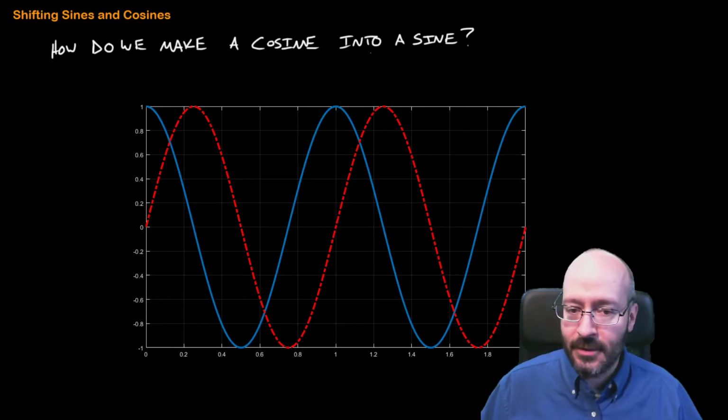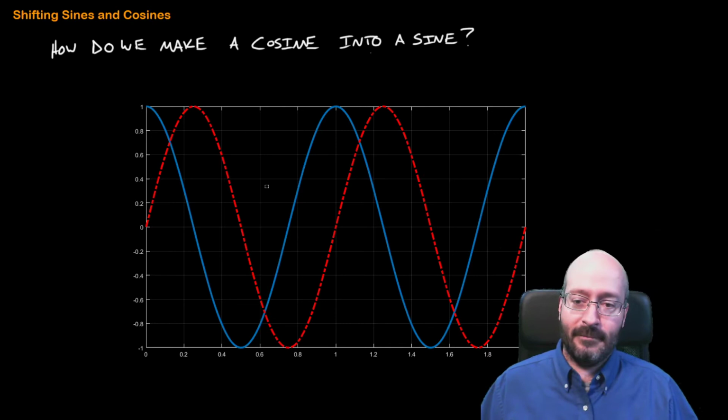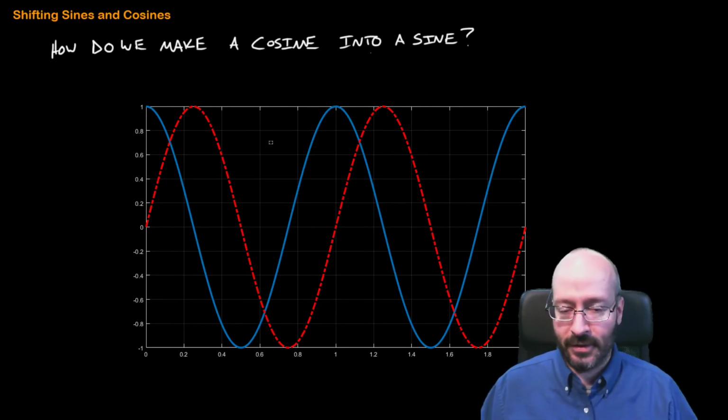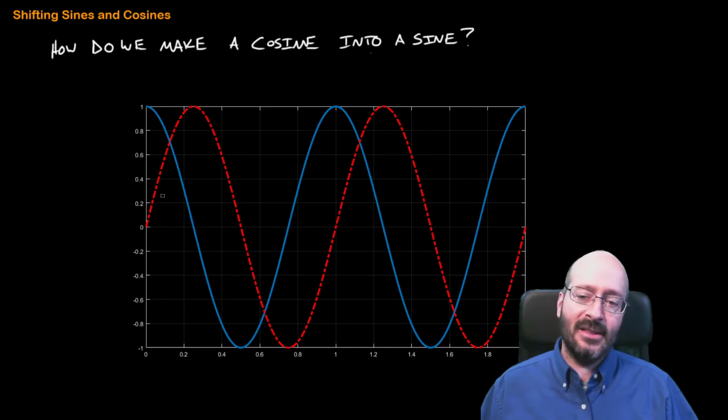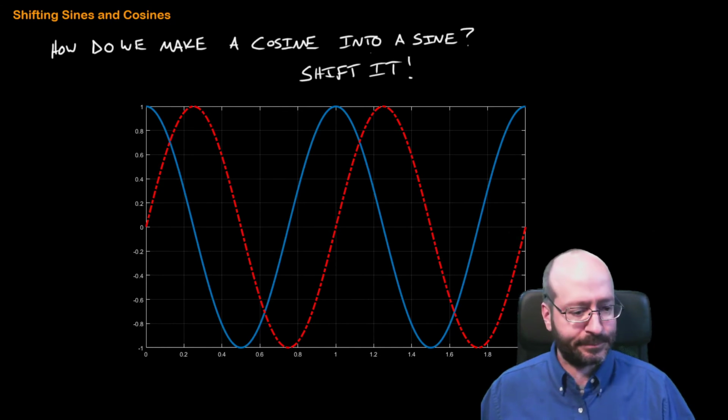So I've plotted a few here. These are nice and simple. Cosine starts at 1, sine starts at 0. Hopefully you know and love these by now. And the way we make this blue cosine look like the red sine is we shift it. Okay, so the answer to that is we shift it.